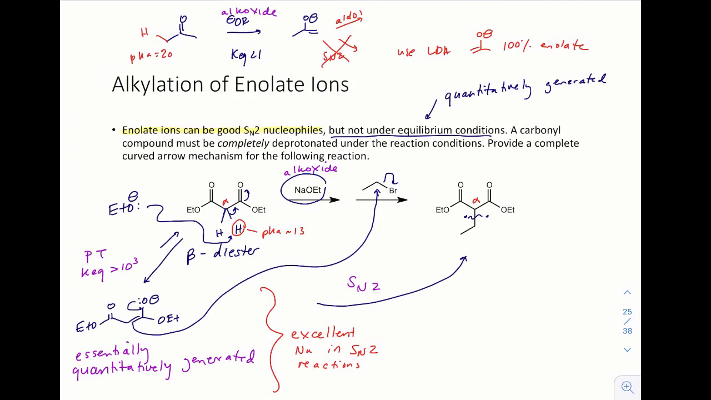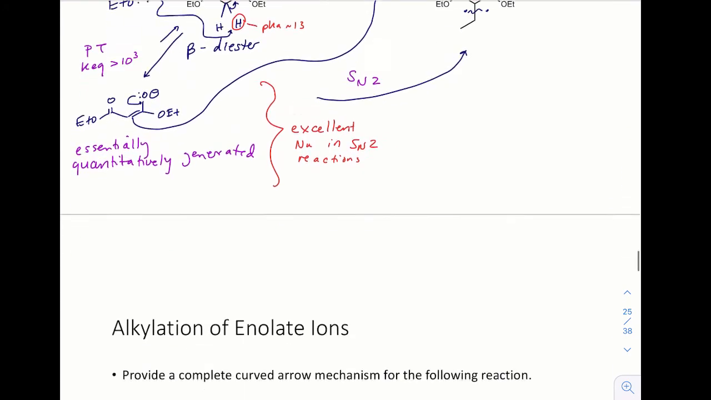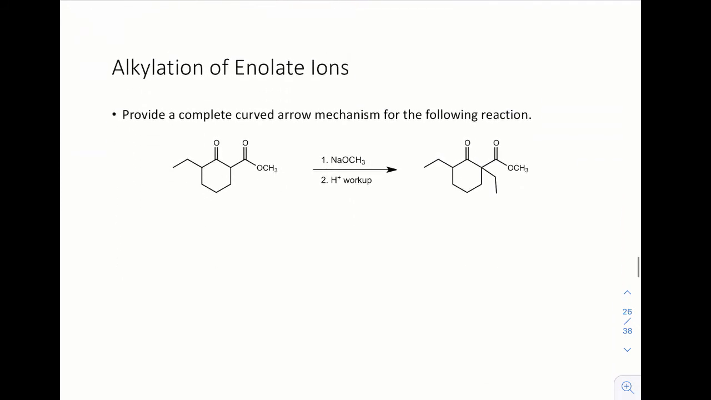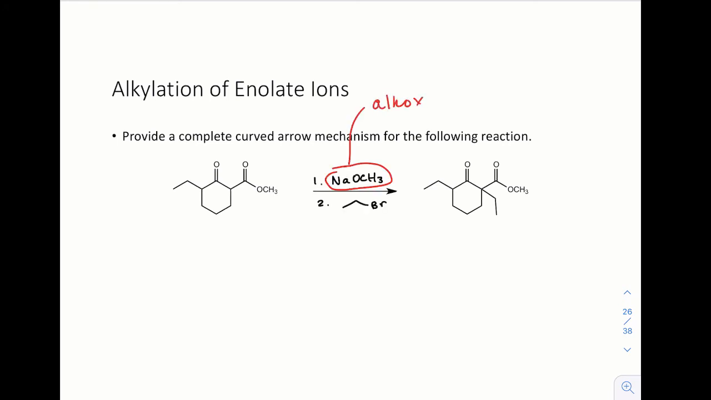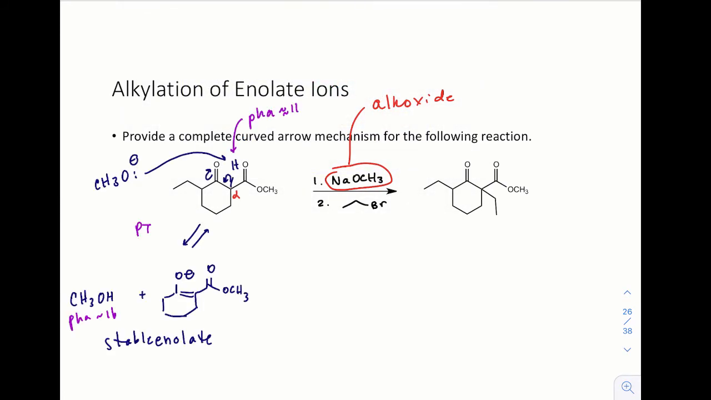Now that we've introduced how these 1,3-dicarbonyl compounds can be excellent nucleophiles in the SN2 reaction, it's your turn to provide a complete curved arrow mechanism for this transformation. In the presence of an alkoxide base, such as methoxide, the doubly alpha carbon is deprotonated. This proton transfer reaction yields a stable enolate shown and an equivalent of methanol.